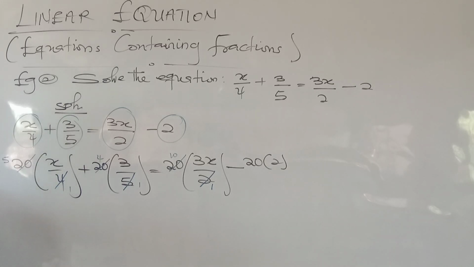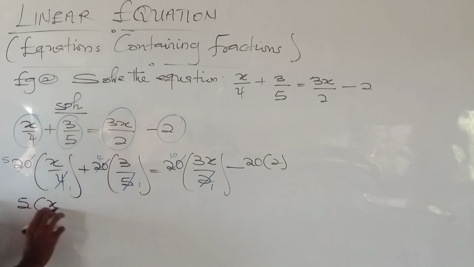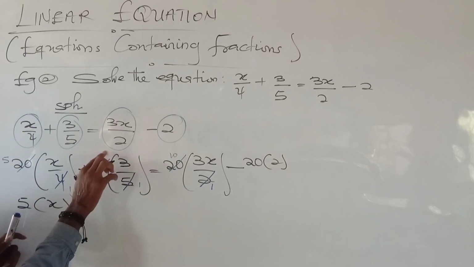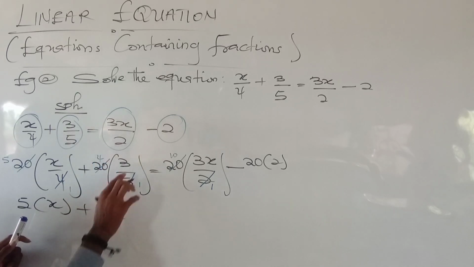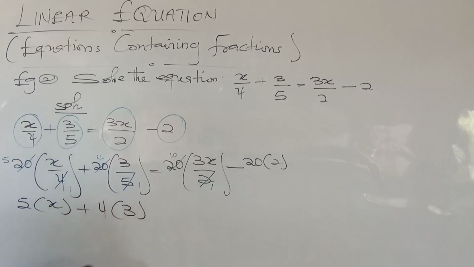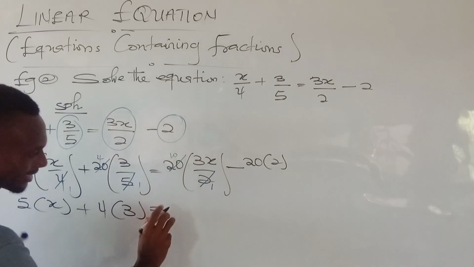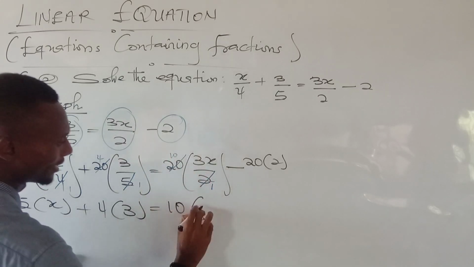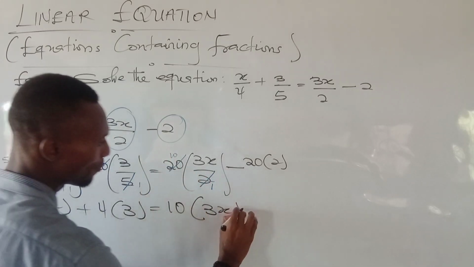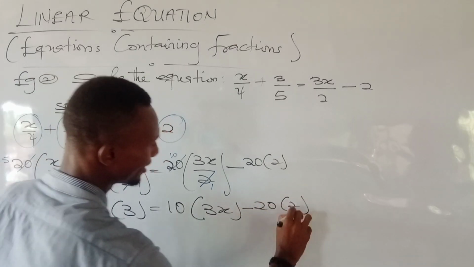Okay, so you write your 5. What I have left here is 5, so 5 into bracket s, you bring your s. So 5 into bracket s, okay, plus what is left here is 4. So 4 into bracket the 3, okay, equals what I have left here is 10. So 10 into bracket 3s, okay, then minus the 20 into bracket the 2.